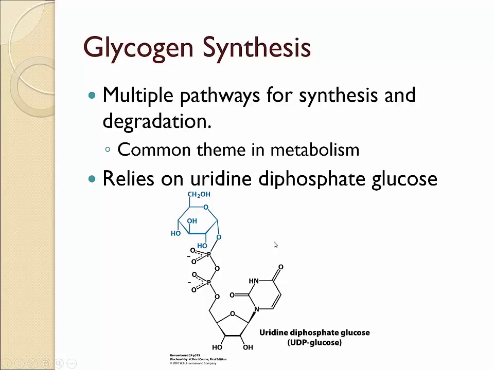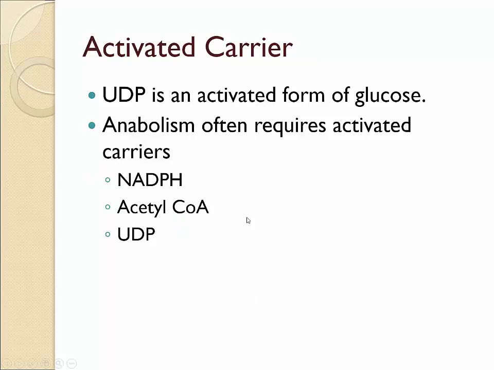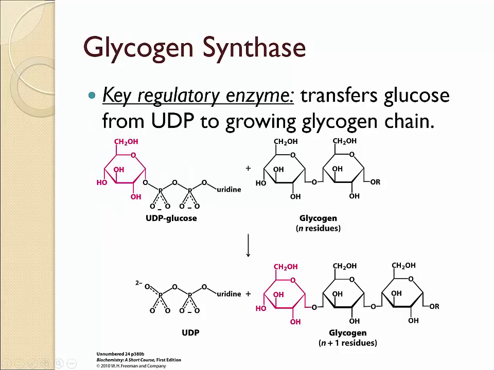So you see we have this nucleotide, diphosphate, with a glucose molecule on it. It's just an activated carrier. Anabolism, which is the creation of biomolecules, often requires activated carriers. We'll see NADPH, acetyl-CoA, UDP, there's a few others.